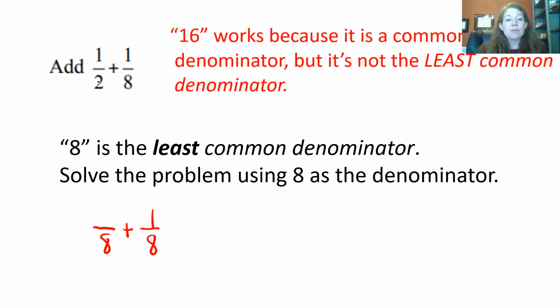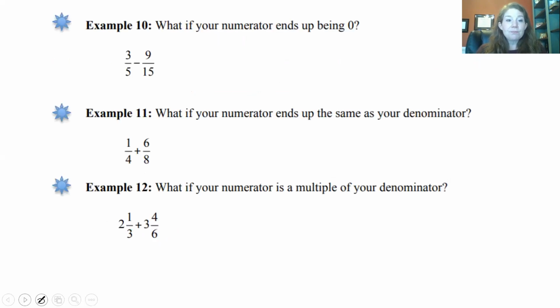Well, how do we get from 2 to 8? We would multiply 2 times 4. If we multiply the bottom times 4, we have to multiply the top times 4. So 1 times 4 is 4. So then we add our numerators, and we get the correct answer of 5/8, which is what we got. It uses 16, but at the end we had to simplify. So the point is, as long as you have a common denominator, you'll still get the correct answer. You just might have to do a little extra work if you don't find the least common denominator.